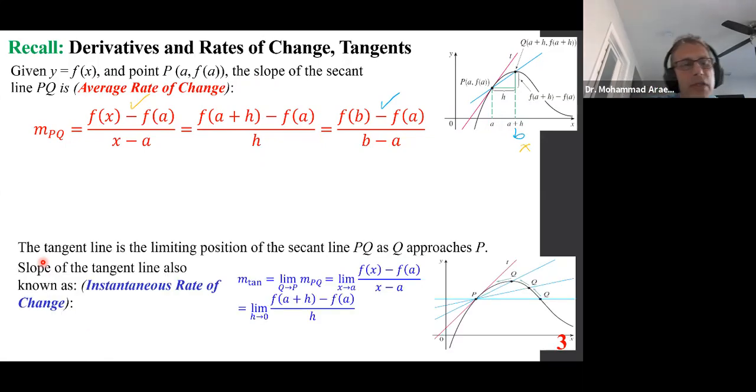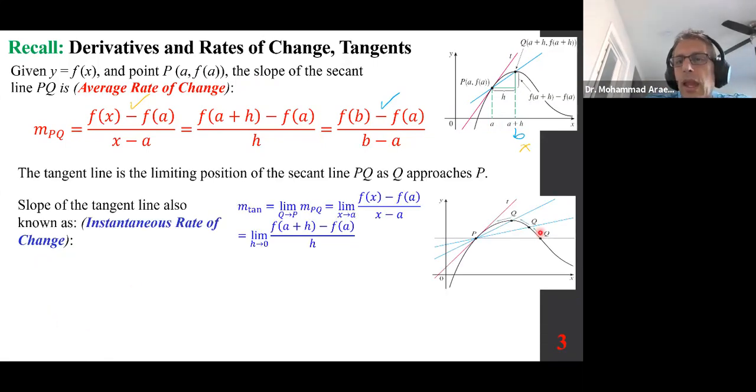Now, what happens if we try to make this secant line closer and closer to this red line, which is a tangent line? As we move Q closer and closer to P, the slope of a secant line gets closer and closer to the slope of a tangent line. And that's what we are discussing here. M of the tangent line is the limit of M of PQ, which is the slope of a secant line, as Q approaches P. And that's exactly what this figure is giving us.